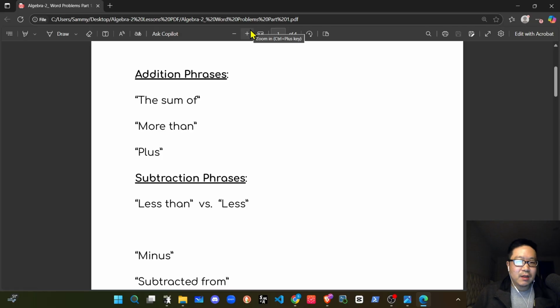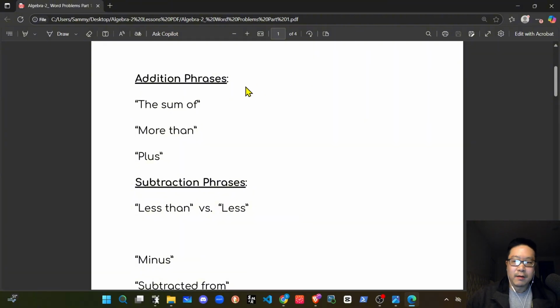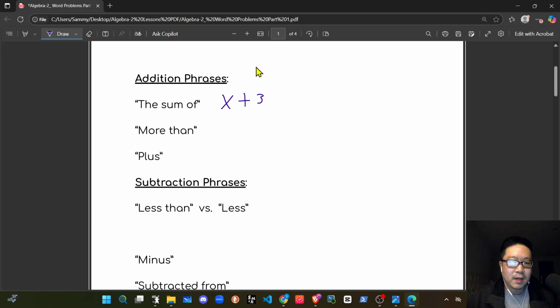Anytime you see the sum of, you know we're talking about addition. So if I said something like the sum of a number and 3, well, that would be just x plus 3, right? Anytime a phrase refers to a number in an algebraic word problem, and it doesn't tell you what that number is, that's going to be x, or your unknown variable.